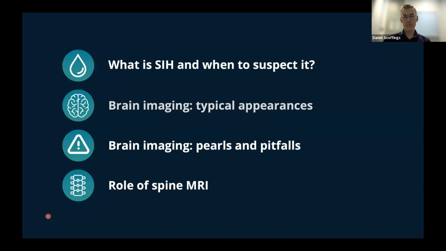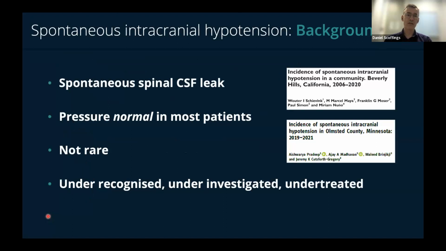So SIH is a clinical syndrome secondary to CSF volume depletion, which occurs as the result of a spontaneous spinal CSF leak. So it's clinically similar to, but distinct from, post-surgical leakage of CSF or the phenomenon of post-dural puncture headache. And really, SIH, spontaneous intracranial hypotension, is a bit of a misnomer. Many of these patients have CSF pressure that's actually in the normal range or sometimes even high. Fewer than a third will actually have low pressure when you measure it.